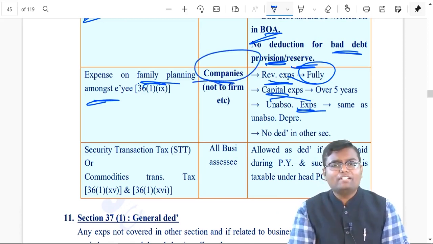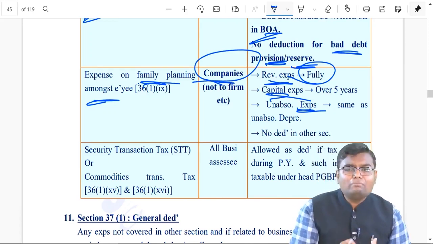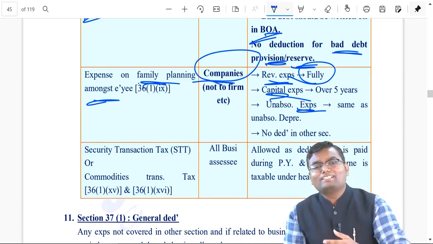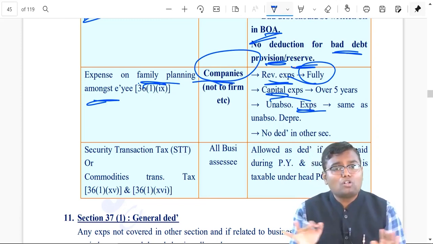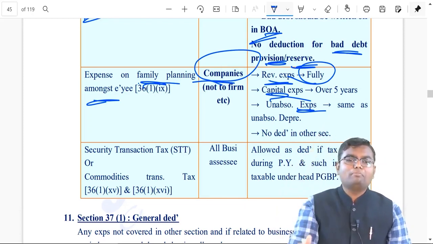In the recent July 21 exam, they asked this, family planning expense. But it was not done by a company, it was done by a proprietor. And that's why this kind of expense is not deductible to any other person. The deduction is only available if you are a company.